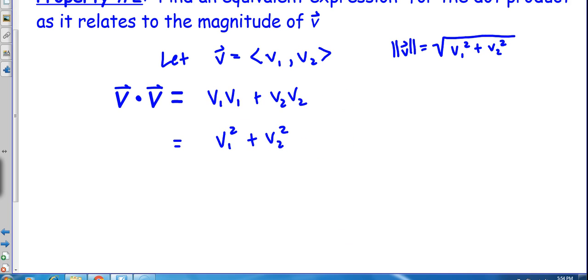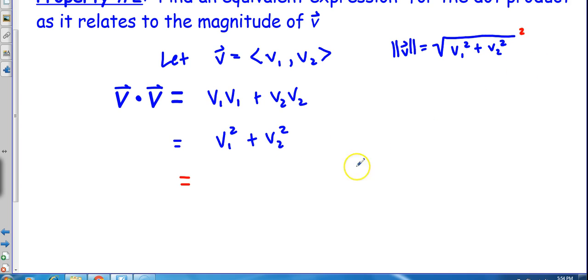Well, that looks really familiar, and if we look back up here at the magnitude of V, that's essentially the radicand of this thing. That's what's on the inside of the radical here. And so what we can say is that V dot V, and this is our property, is really just equal to the magnitude of V, but it's not the magnitude of V, it's actually the magnitude of V squared.